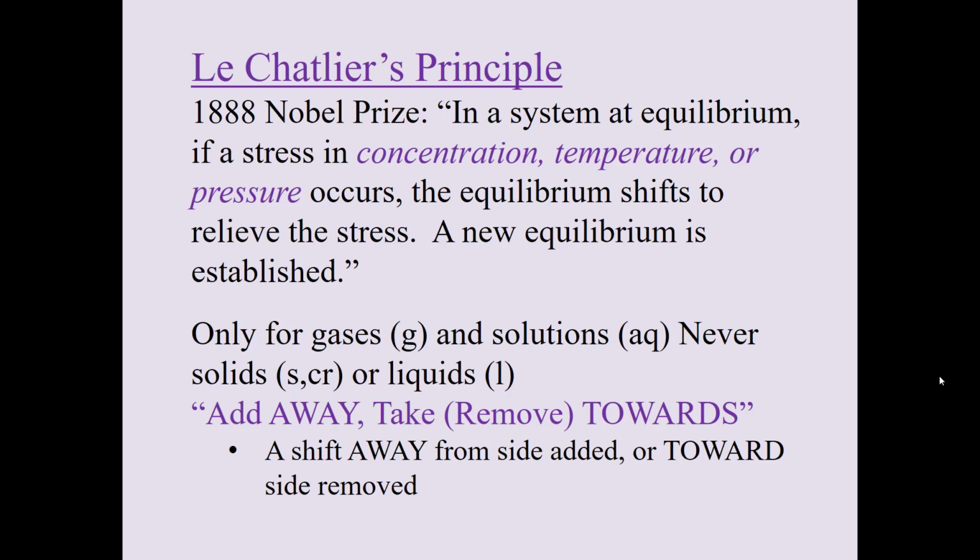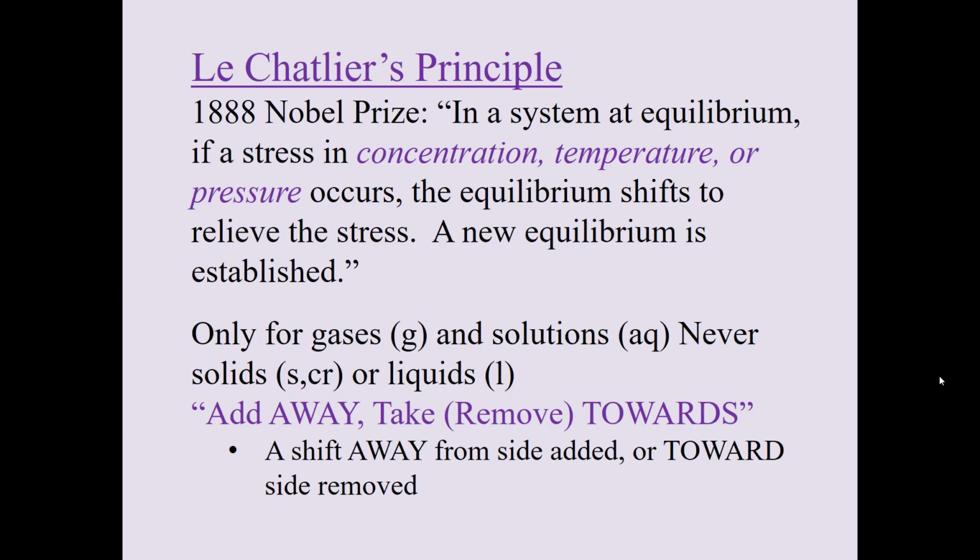When an equation is at equilibrium, so we have a reversible equation, then Le Chatelier's principle can apply to it. Le Chatelier was a French chemist, and he noticed that in a system at equilibrium, if he changed the concentration, the temperature, or the pressure, he could shift the equilibrium. So he might be able to shift it towards the reactant side or towards the product side, but he could change it. And he actually won the Nobel Prize for this.